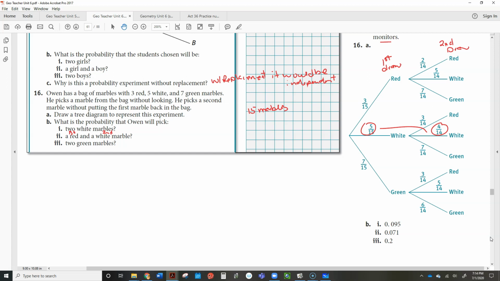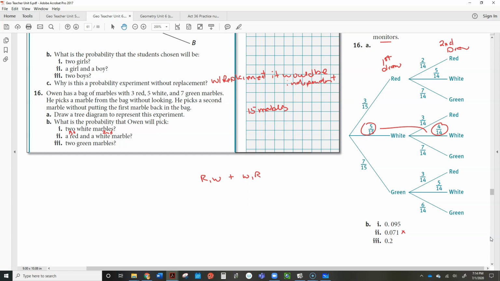Now, I would disagree with that. I did not get this answer when I did it. I didn't write it down. But I got a bigger number because I did red, white, and then I added it to white, red. So I had a bigger number than 0.71. They're doing it as if red is the first marble, white is the second marble.